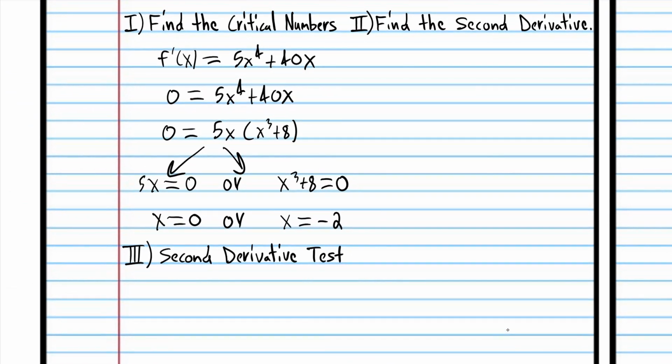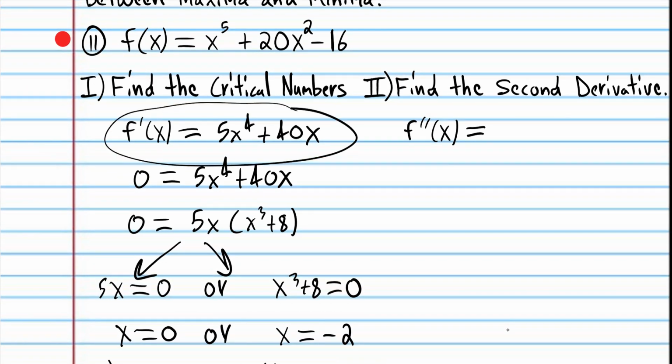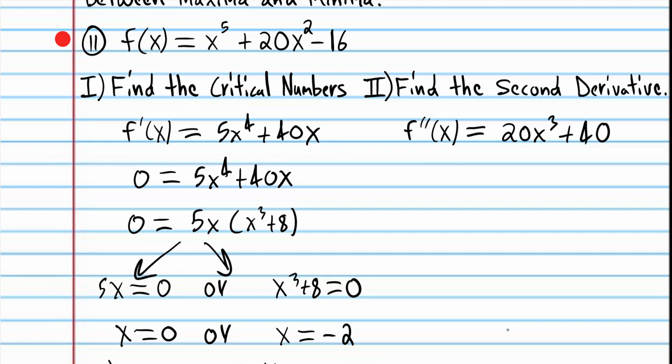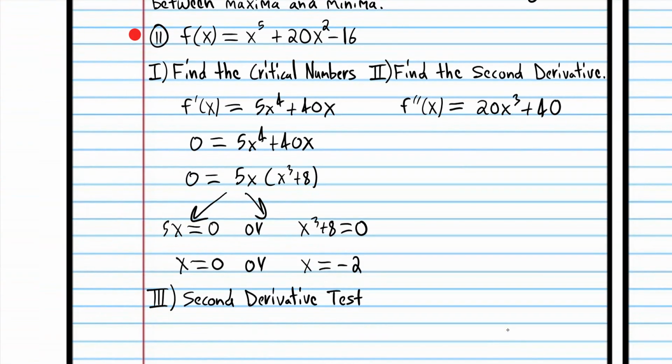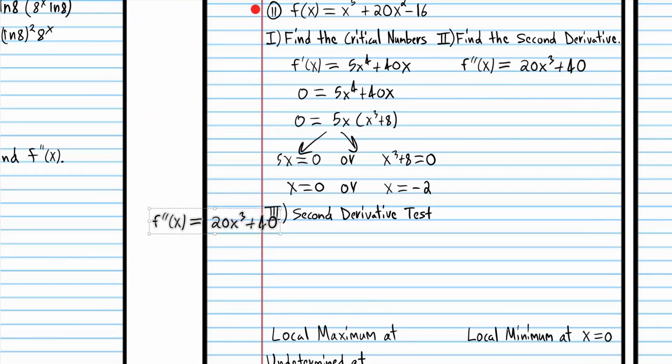Now we're going to use the second derivative test. But we can't use the second derivative test unless we first find the second derivative, of course. Now we have the first derivative over here. Remember, the second derivative is just the derivative of the first derivative. And that's going to be 20x cubed plus 40. So now that we have the second derivative, we can use the second derivative test. So I'm going to bring that second derivative down.